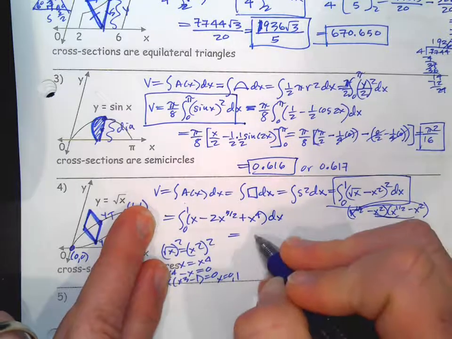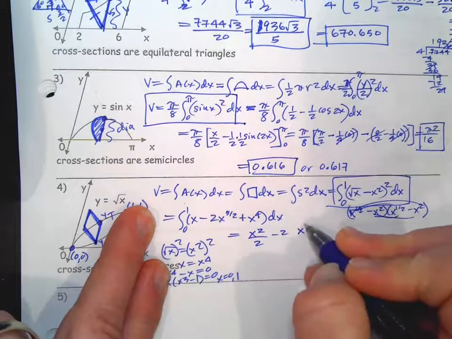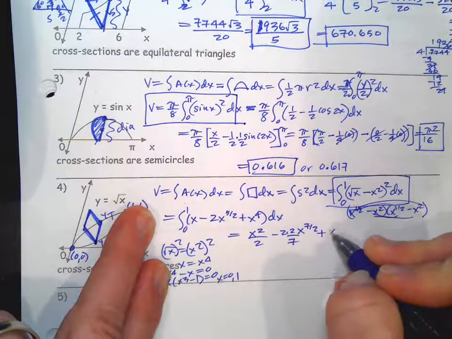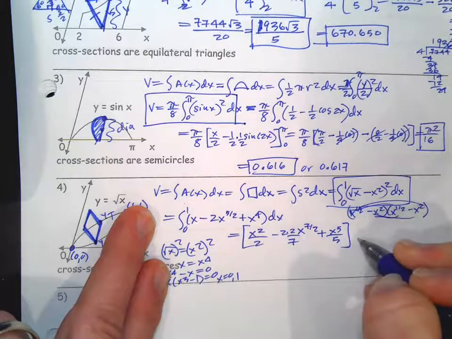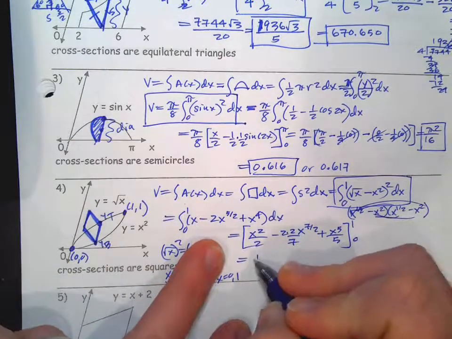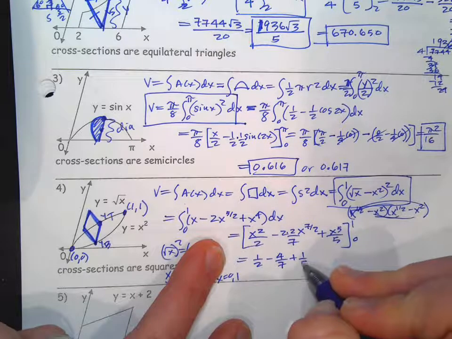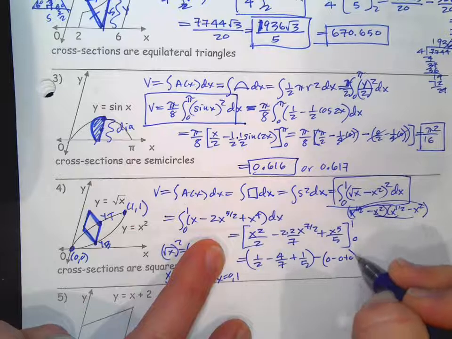And so now the antiderivative is going to be x squared over 2 minus 2x to the 7/2 divided by the new exponent, plus x to the 5th over 5, from 0 to 1. Okay, so we'll plug 1 in, we get 1/2 minus 4/7 plus 1/5. Plug 0 in, you get 0 minus 0 plus 0.